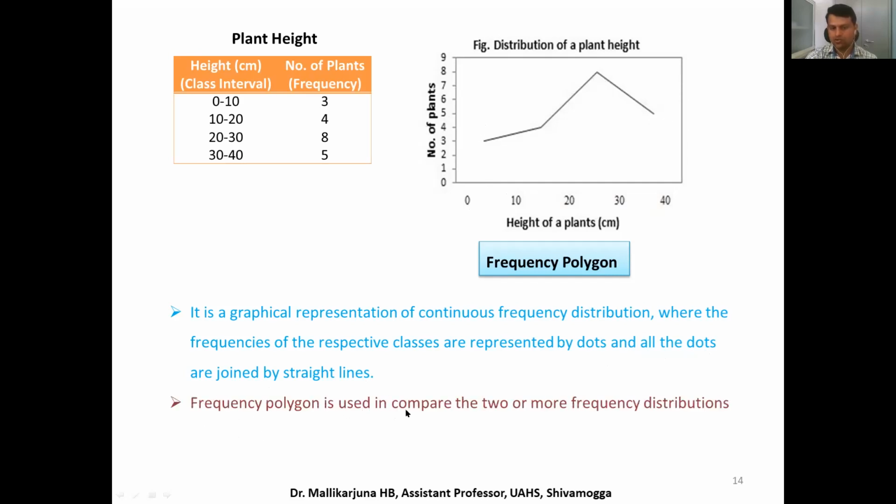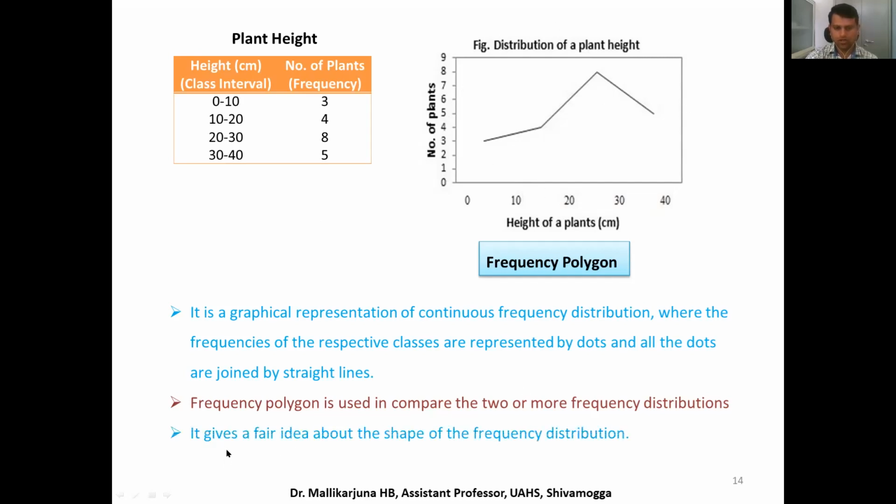Frequency polygon is used to compare two or more frequency distributions. Of course, if you have another distribution like this, in this graph itself, we can compare. But in histogram, it's not possible.